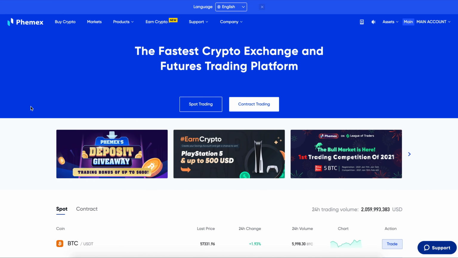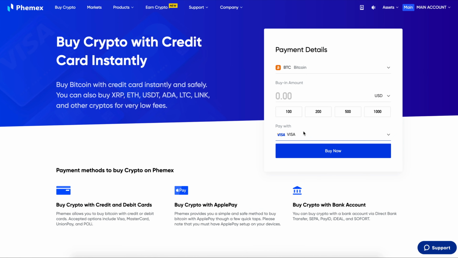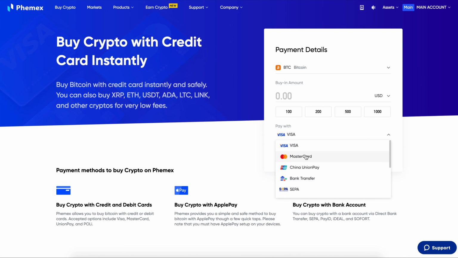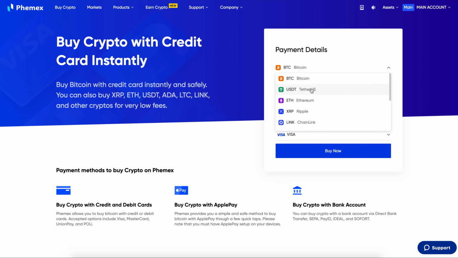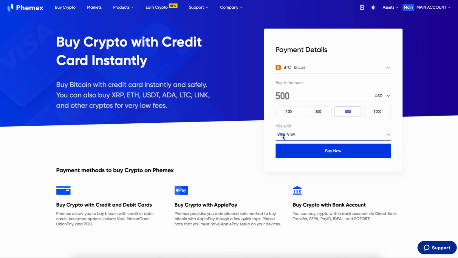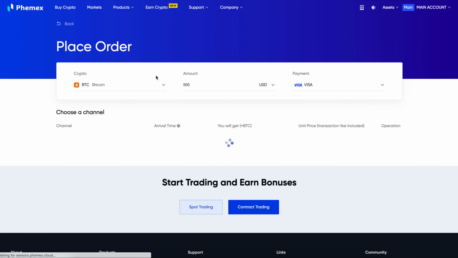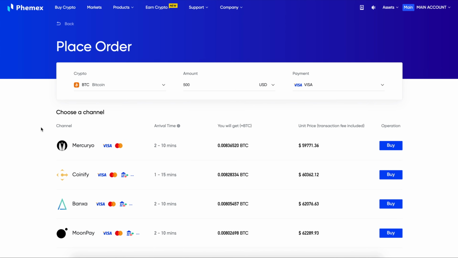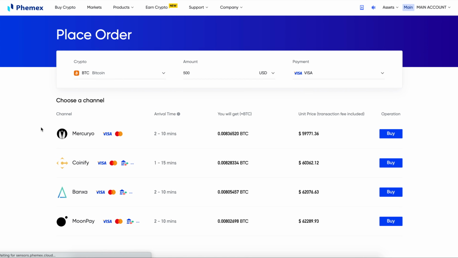You can also buy crypto directly. If you come up here and click where it says buy crypto, you'll notice that they have an option to buy using multiple different payment methods, including things like Visa, MasterCard, China Union Pay, bank transfer, etc. So you can see you have a choice of Bitcoin, Tether, Ethereum, XRP, or Chainlink. Let's say you wanted to buy $500 of USD. You would click Visa, click buy now, or whatever choice you're using, and then it would bring you to your different options of how you're able to buy crypto. So that's a direct fiat gateway, which is also a pretty awesome feature that Phemex offers.